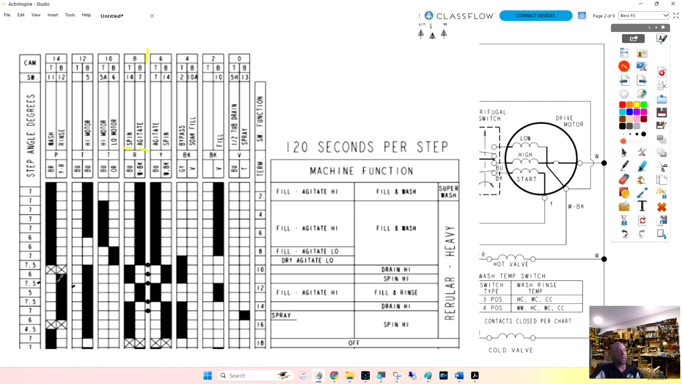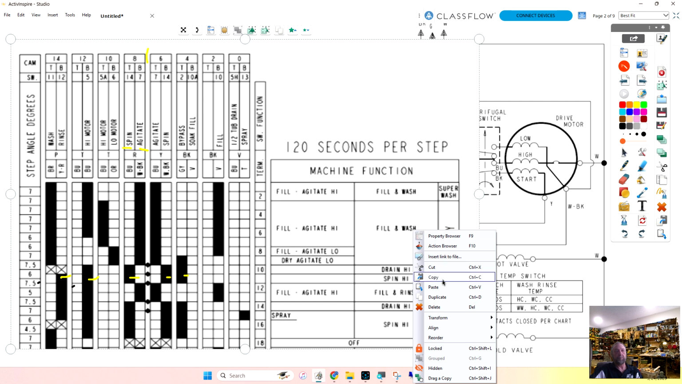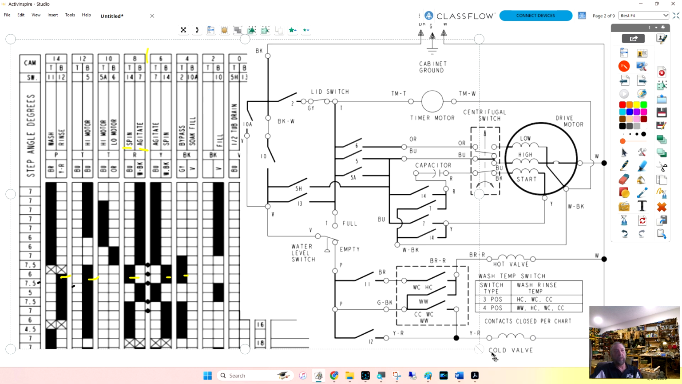So if we have 1, 2, 3, 4, 5 actual switches, we have switch number 12 closed. Let me put this in the back here so I can draw on it. Switch number 12 is closed here, so I'm going to close 12. What else is closed? 5, 14s, and 2. So we have 2, 5, 14s, and 12.